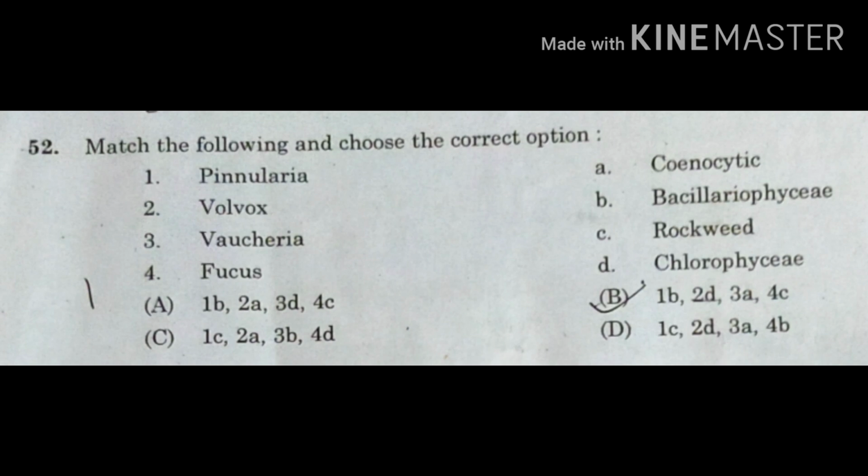Okay, the next one is Fucus. You know that Fucus is a brown alga, technically known as Phaeophyceae. Brown alga, technically the class name is what? Phaeophyceae. And this Fucus is commonly seen attached to rocky regions, rocks. Hence, Fucus can be called rockweed. Remember, rockweed. So we can match 4 with C. So the correct answer for this question is 1B, 2D, 3A and 4C. So the correct option for this question is option B.